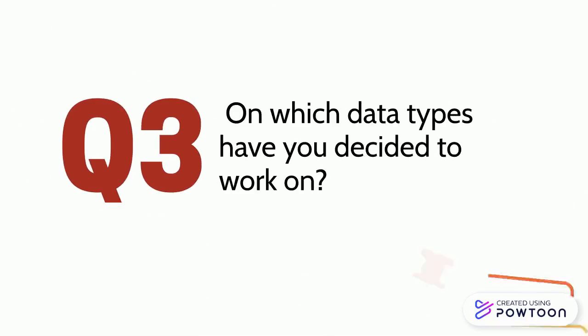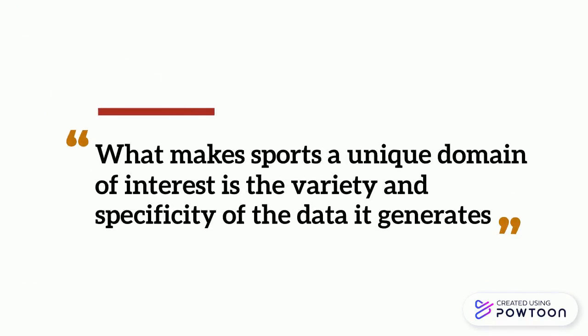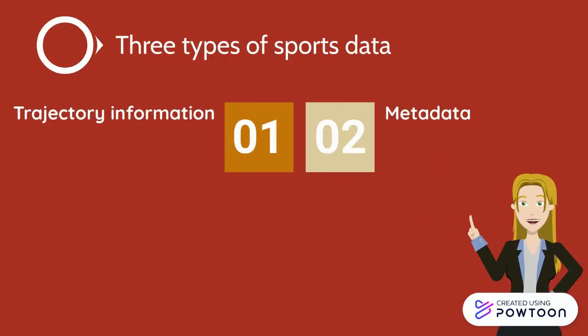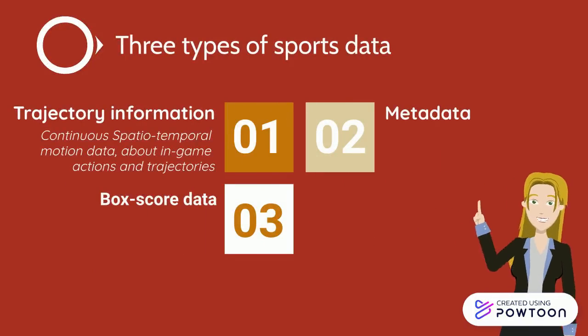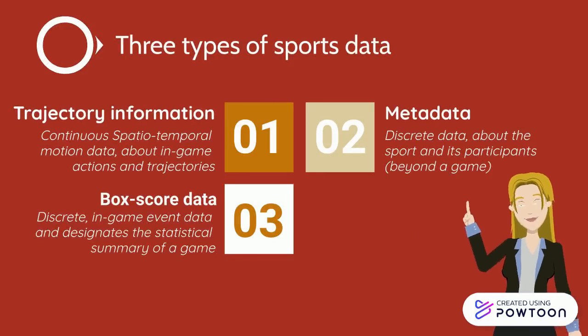Question 3. On which data types have you decided to work on? Choice is not easy because what makes sports a unique domain of interest is the variety and specificity of the data it generates, and therefore almost any visualization can be applied to the sports domain, like node-link diagrams and time series line plots, and that's where the challenge was. With a combination of 3 types of sports data, it results in a rich and wide space of sports visualization. Descriptive information and metadata are often similar across sports, and box score data is highly sports specific.